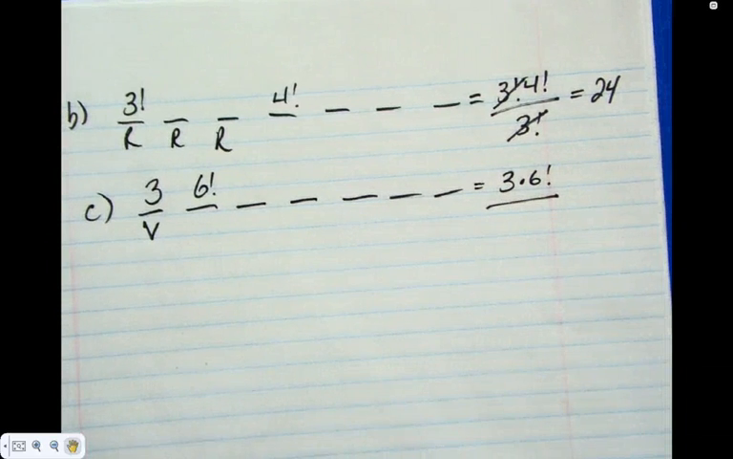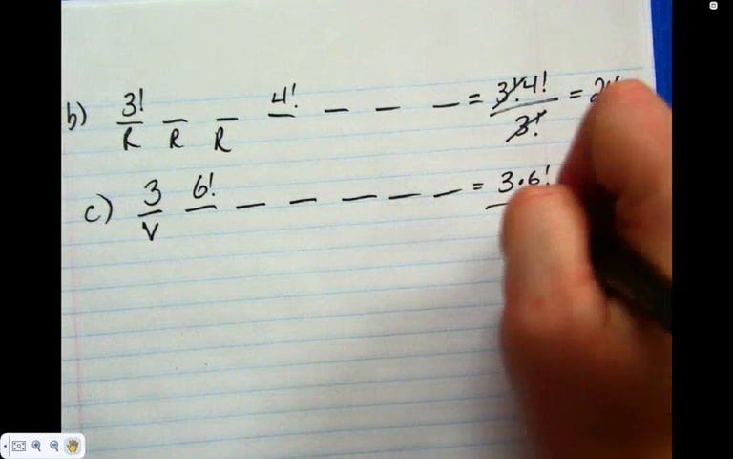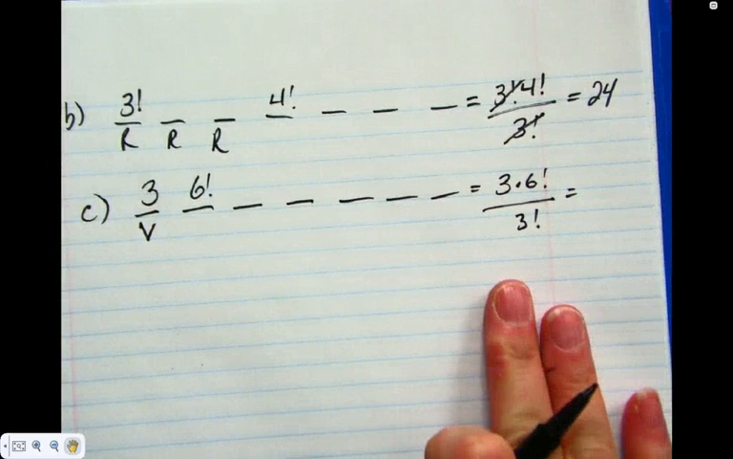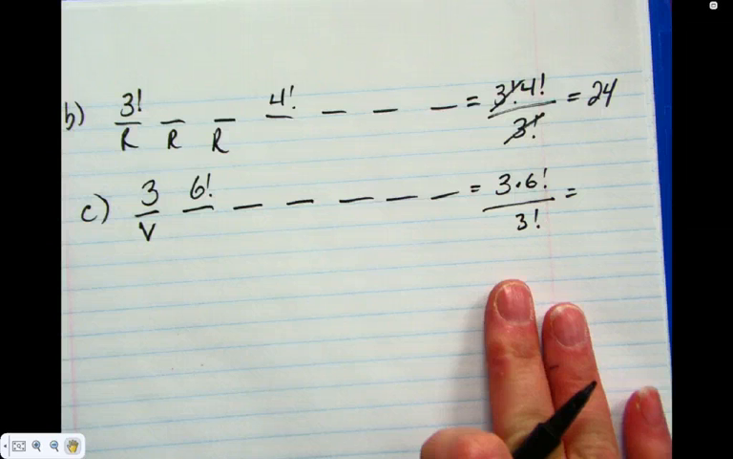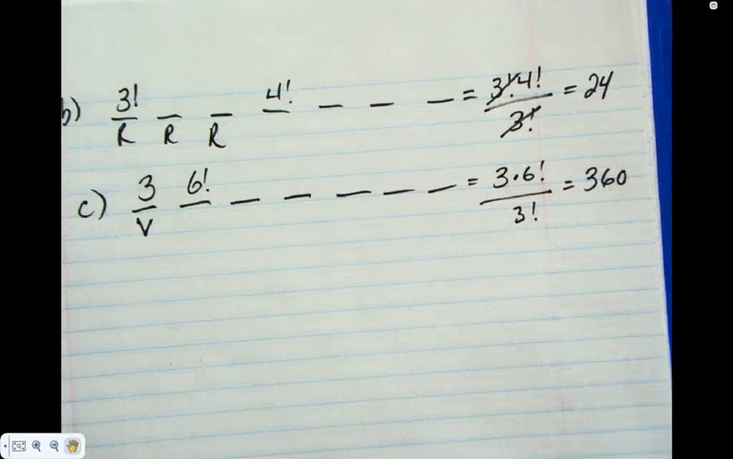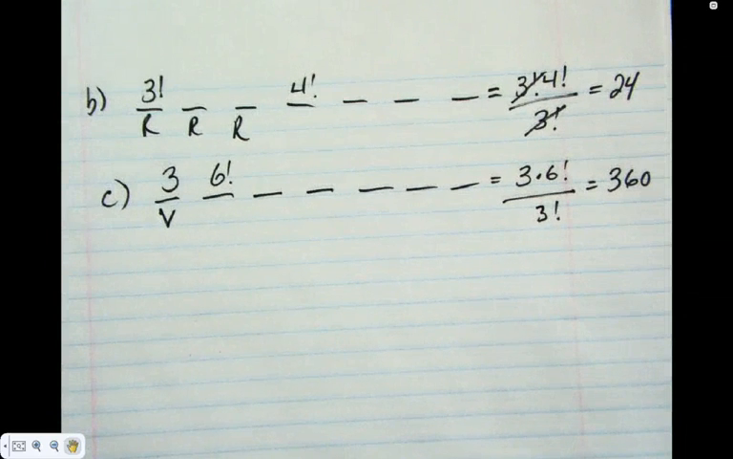We still divide by the repetition. There's still an R that repeats 3 times. Please do not put this into your calculator because it's the exact same as what other question? Same as part A, exactly the same numbers. Questions so far?